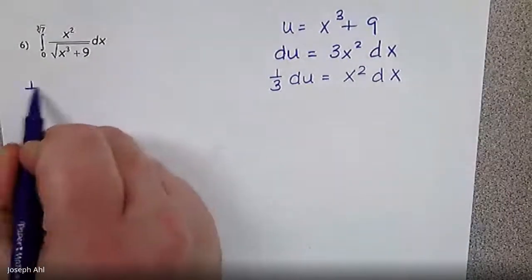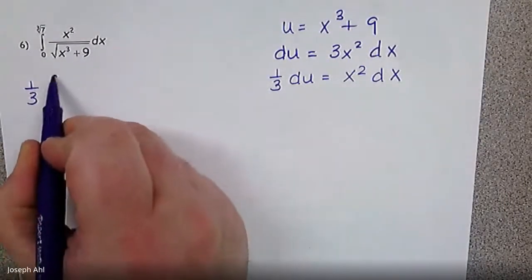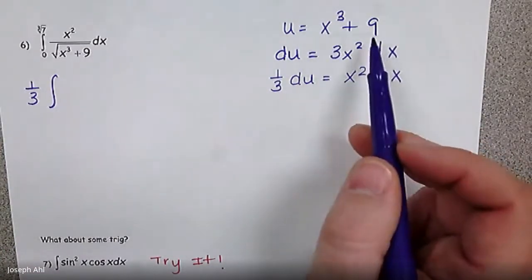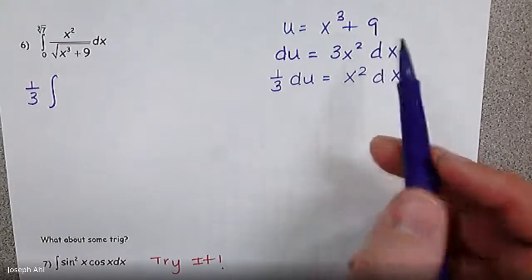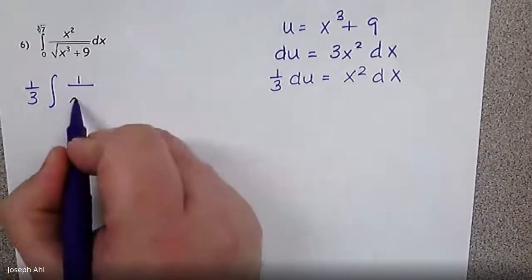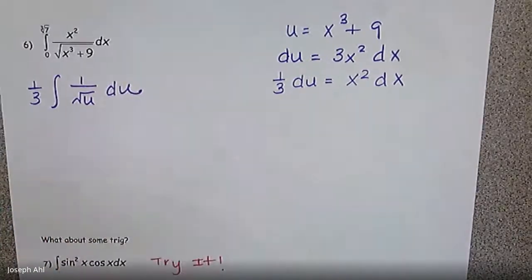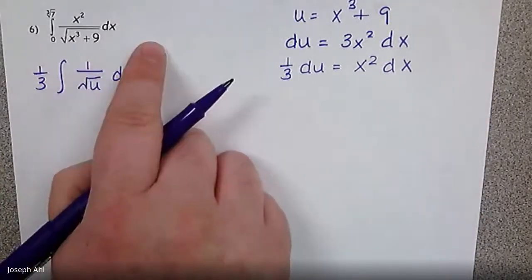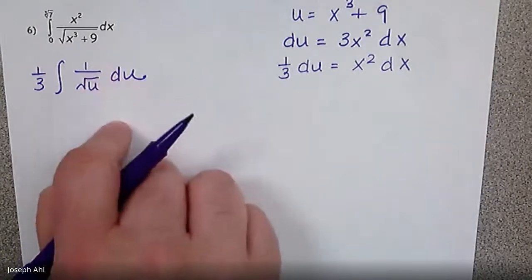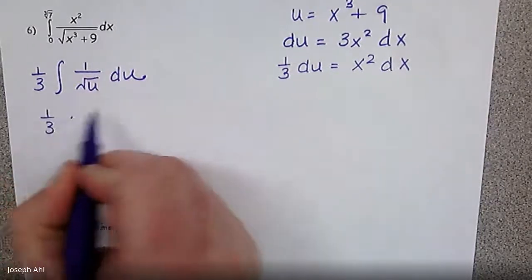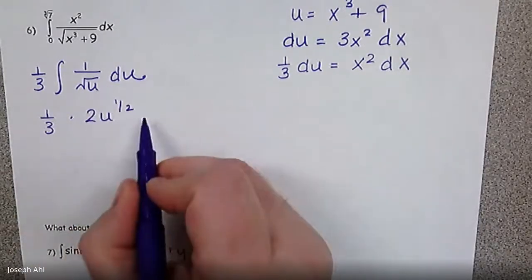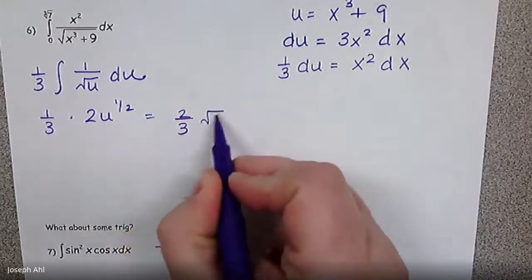And now I can pull out 1/3 as my scalar here. Before I plug in the bounds, let's just integrate with respect to u at this point. So now we have 1 over the square root of u du. Okay, so we know that if we bring this up, that would be u to the negative 1/2. So add 1 to that power. So now it's 1/2. 1 over 1/2 out front would be 2. So it's 1/3 times 2u to the 1/2, which is the same thing as 2/3 radical u.